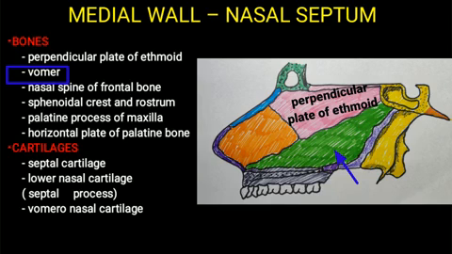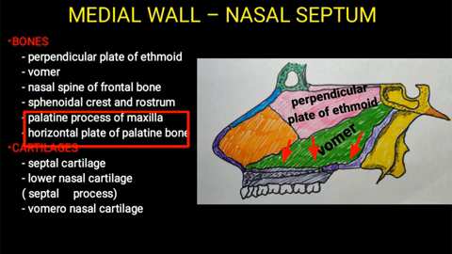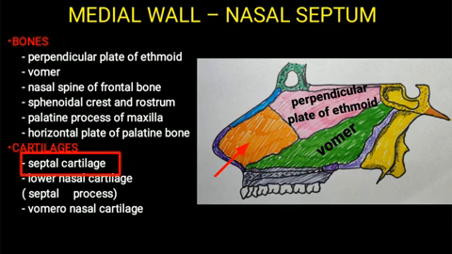These two are the principal bony framework of the nasal septum, while the accessory bones contributing to the medial wall are the sphenoidal crest and its rostrum, the palatine process of maxilla and the horizontal plate of palatine bone. Now let's see what cartilages make up this medial wall. The anterior major part of the nasal septum is formed by the septal cartilage, which is also quadrilateral in outline, like the vomer.